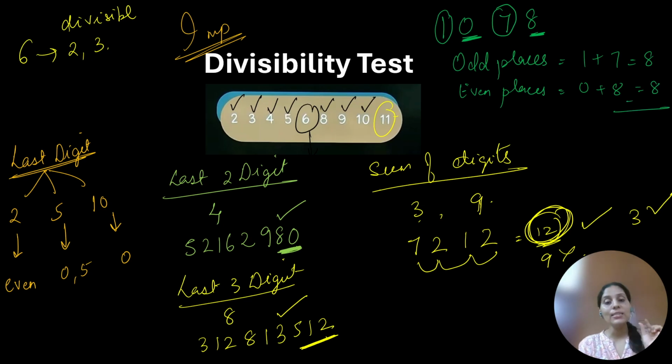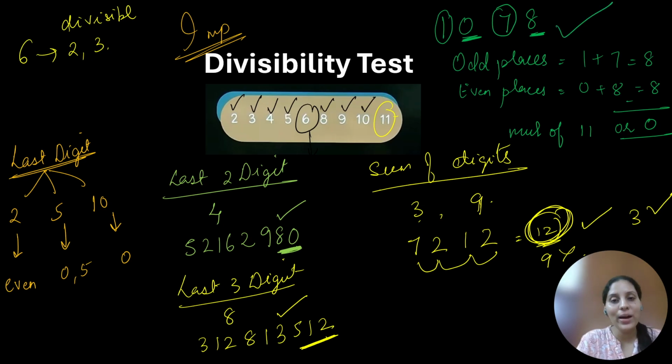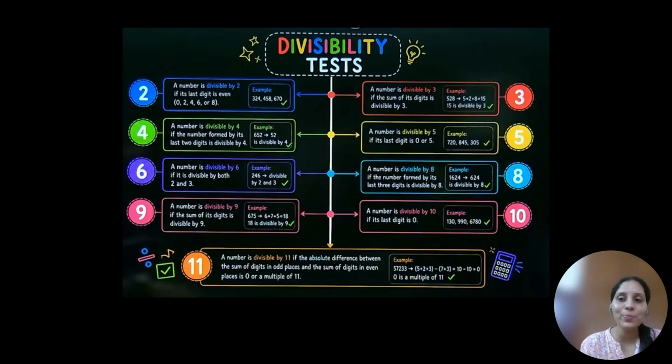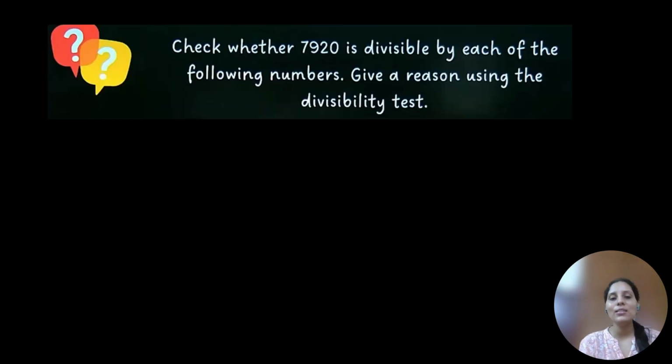Once I find the sum of odd places and even places, I'm going to subtract. What am I getting when I subtract? 0. So upon subtracting, if you get 0 or a multiple of 11, then the number is divisible by 11. All right. So here are the complete divisibility rules, where you can see all the divisibility rules, and you can understand.